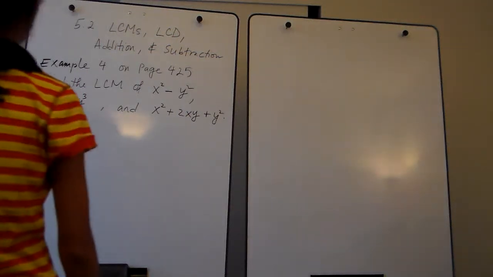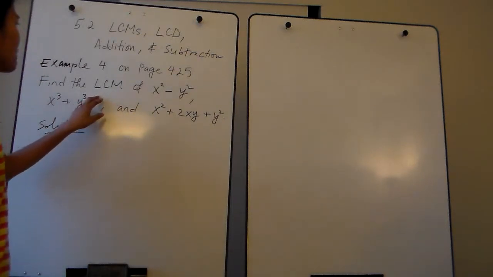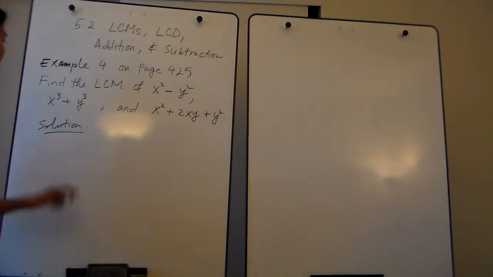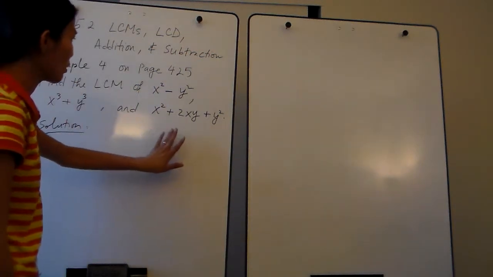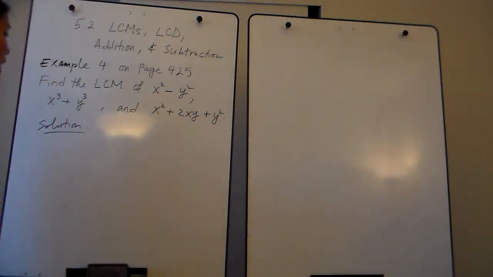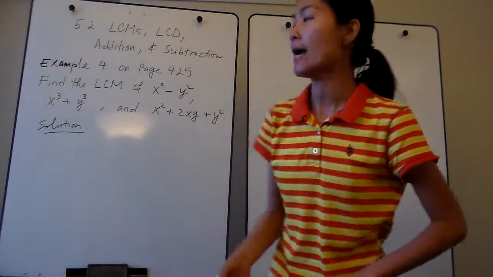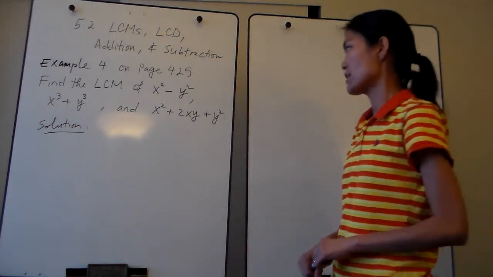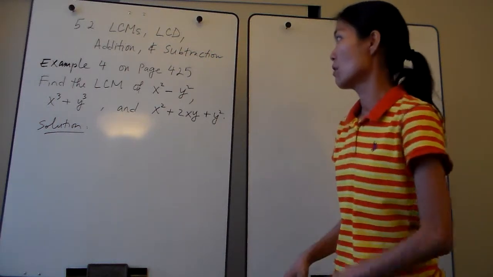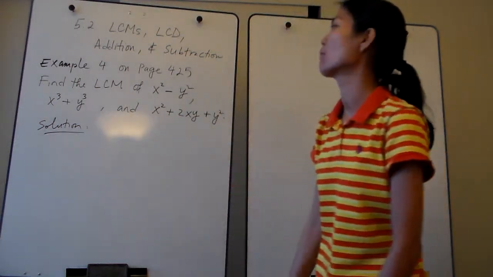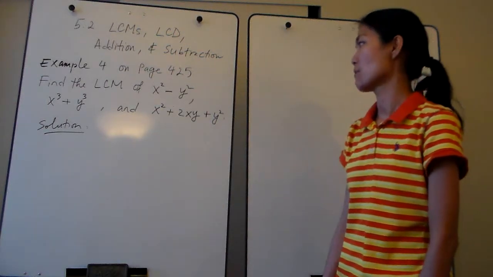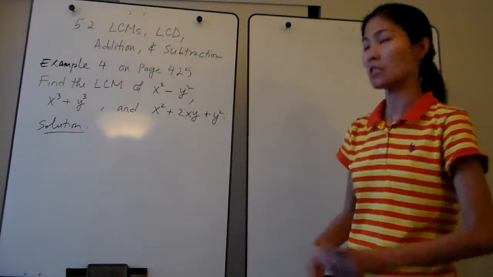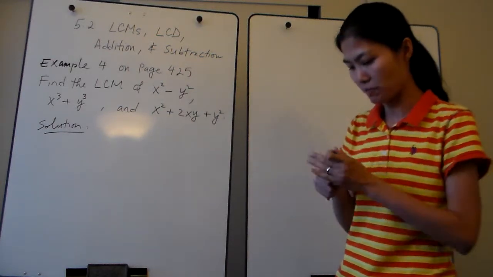Example 4 on page 425. Find the LCM of x squared minus y squared, x to the third power plus y to the third power, and x squared plus 2xy plus y squared. So there are three expressions, and we're looking for the LCM. Again, to find the LCM, you need to find factors from these three expressions and use the factor with the highest degree, which means the highest number of times that the factor occurs.